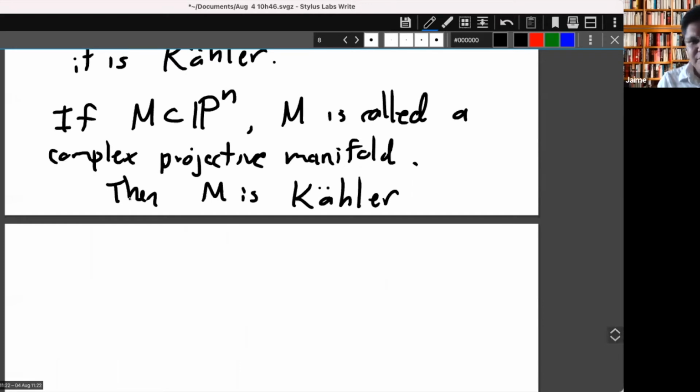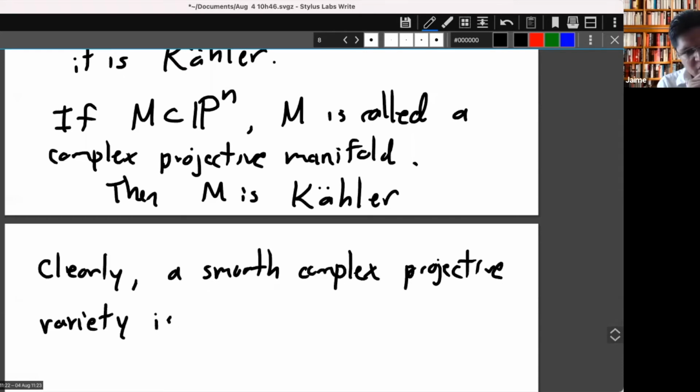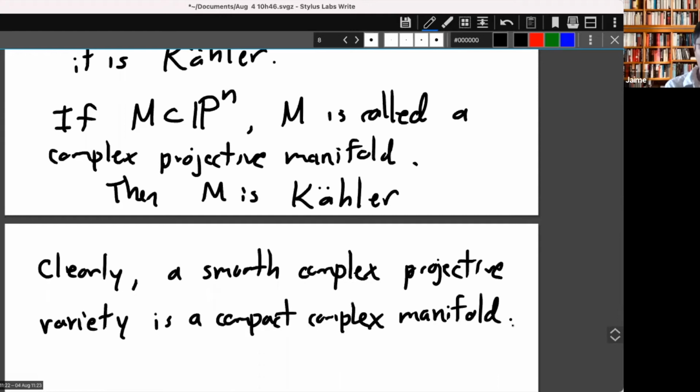But again, if you come from algebraic geometry, you are interested in algebraic varieties. So the question here is that, okay, clearly a smooth complex projective variety is a compact complex manifold. Right? So you can take all your favorite examples of complex projective varieties and you get all what we have said today and the days before, right?